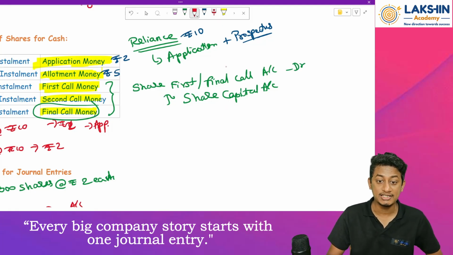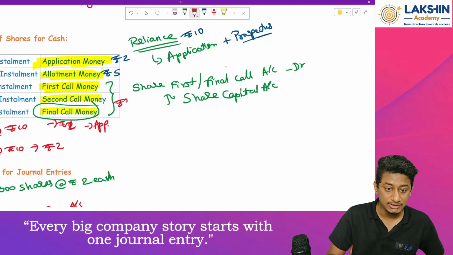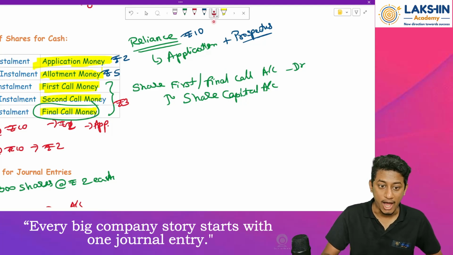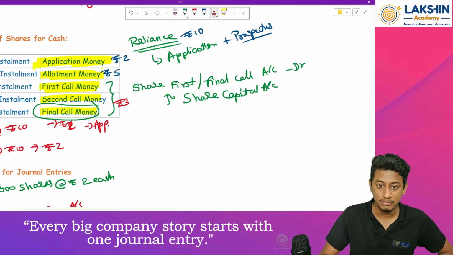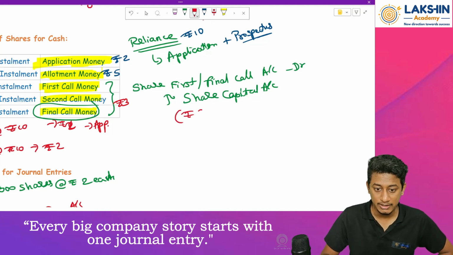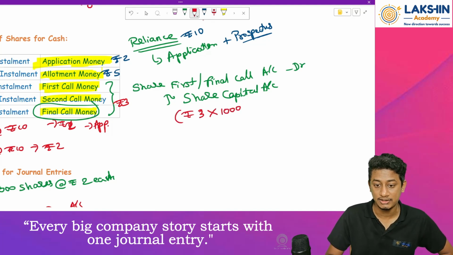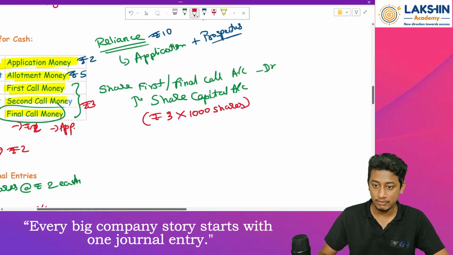Clear? Now how much is supposed to be received? On this, rupees 3 has to be received, right? So if you add rupees 2, rupees 5, rupees 3, that will be rupees 10. So rupees 3 has to be received. So the entry will be rupees 3 into how many shares? 1000 shares. So that will be rupees what? 3000.